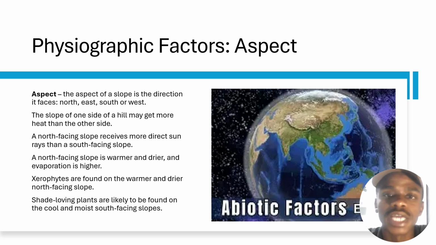abilities or traits that enable them to grow in those conditions, such as their thick leaves, which are able to absorb and keep water for a very long time, which provides the whole plant with water if there is a shortage of rainfall and droughts. We also have shade-loving plants, which are mostly found on the south-facing slope.